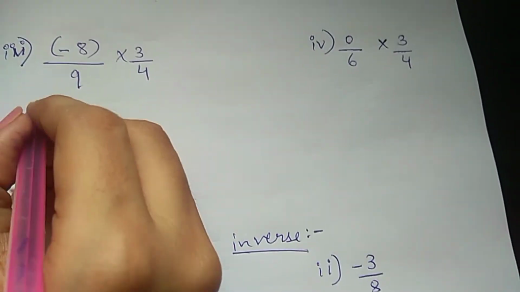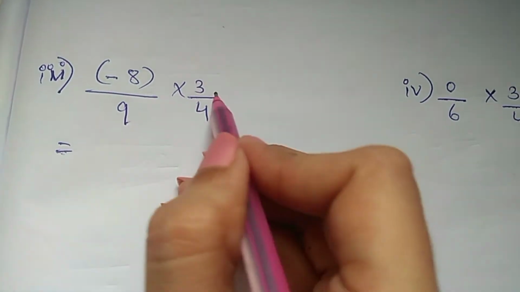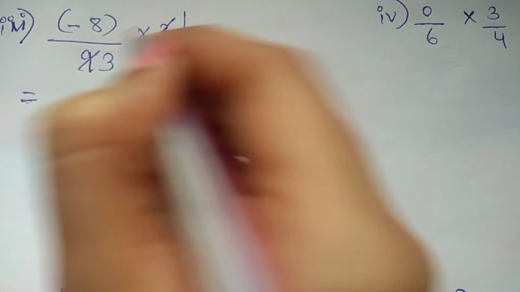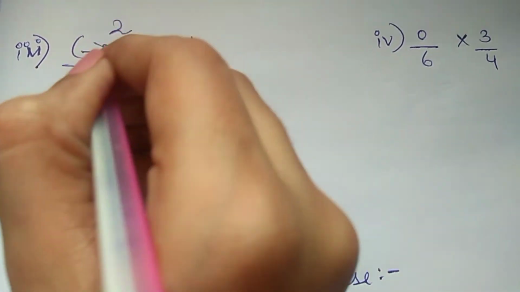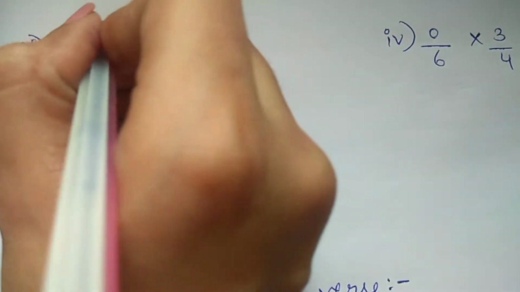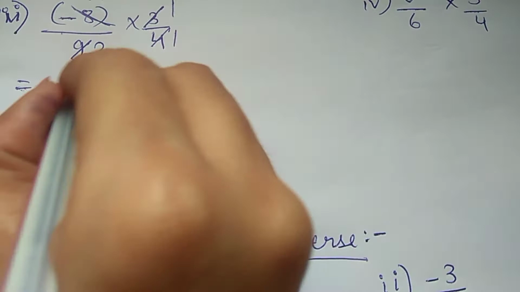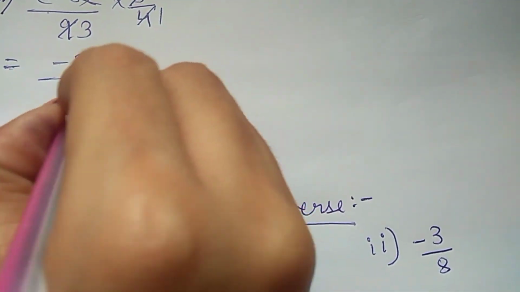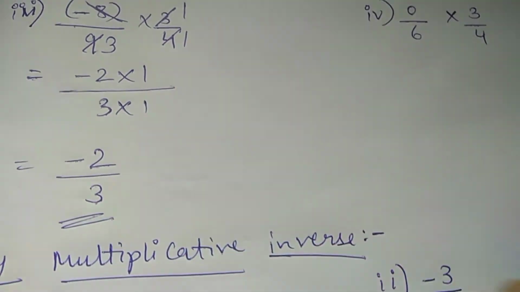Third sum. We can see that 3 by 9 can be reduced diagonally. So 3 1s are 3, 3 3s are 9. Also this, 4 1s are 4, 4 2s are 8. Now this was negative 8, so we have to write here negative 2. So minus 2 into 1 upon 3 into 1 will give us negative 2 upon 3.